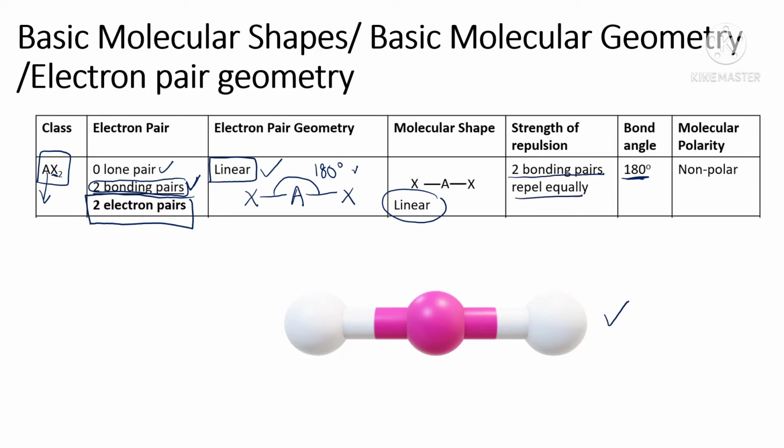This is an example of the 3D model of the linear molecular shape, where the 2 bonding pairs repel each other equally and therefore stay 180 degrees apart from one another. This 180 degrees again is the bond angle for a molecule with linear shape and linear electron pair geometry.